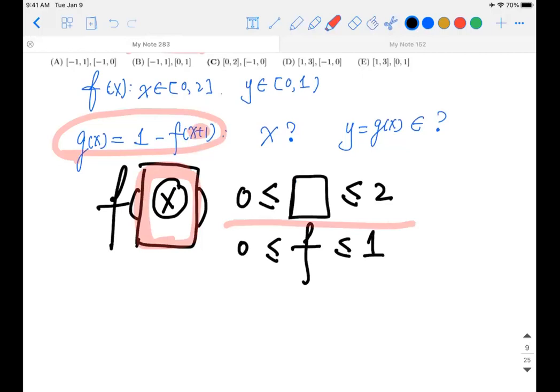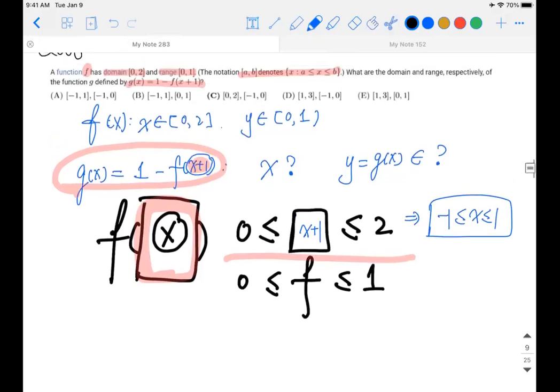So if you want to put in a value x plus 1, no problem. Your x plus 1 must be between 0 and 2, AKA, your x must be between minus 1 and positive 1. So far, so good? Your x must be between minus 1 and positive 1.